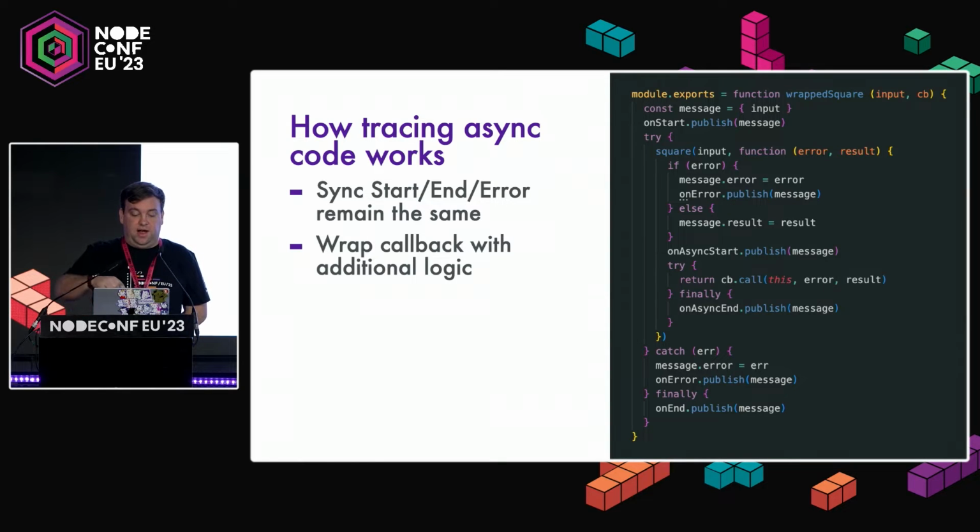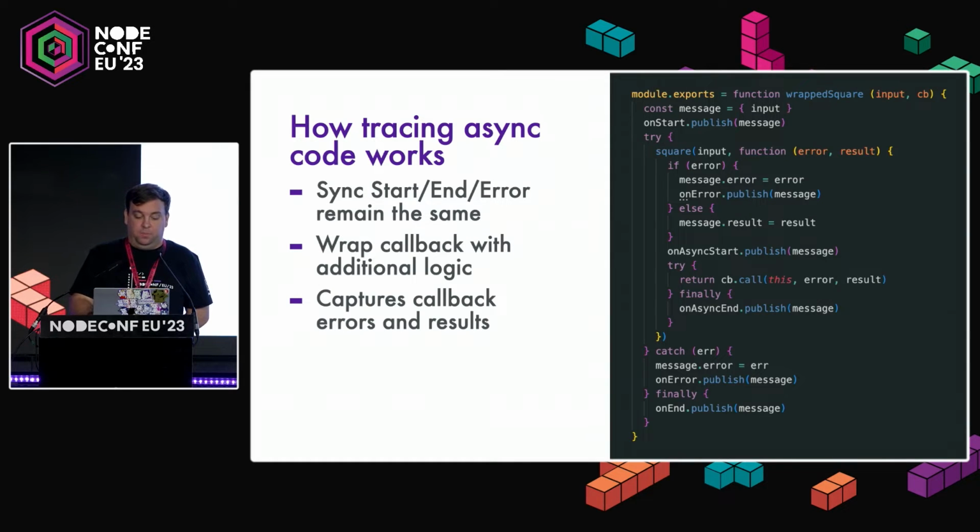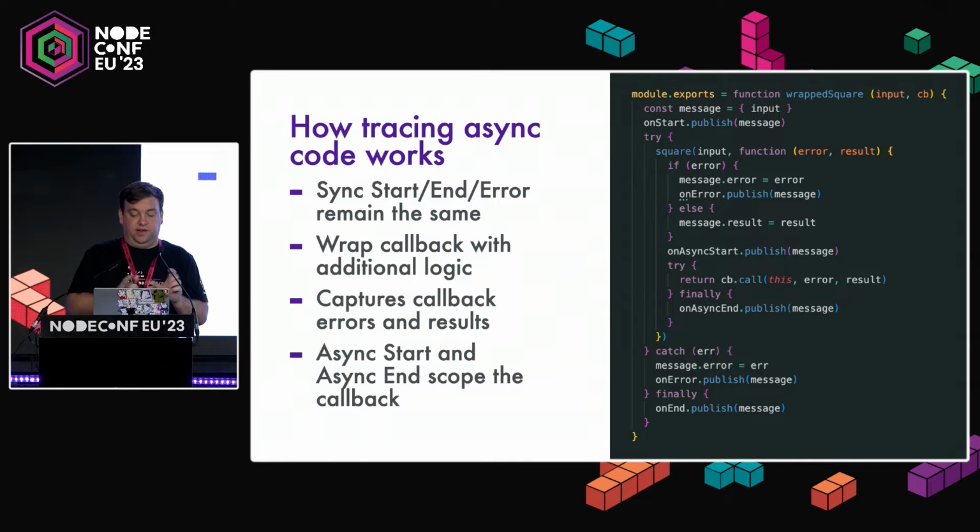So it wraps the callback with a bunch of additional logic that captures the callback error and result, and will publish the on error if there's an error, and then async start and async end run as a scope around the callback.